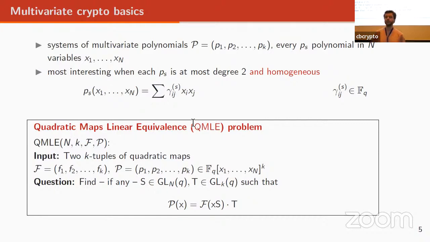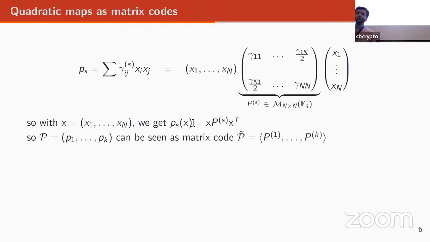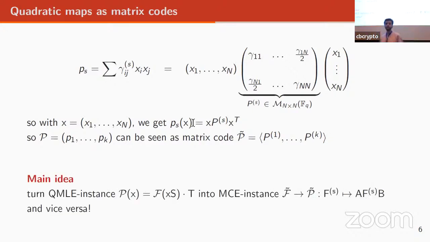Now, you might wonder, how does this relate actually to these matrix codes? And this is also not too difficult, because these quadratic maps, you can see them as a matrix multiplication. So you take the variables, x1 up to xn as a vector, on both sides of this matrix in the middle that you make from these coefficients. And then we get that evaluating one of these polynomials in x is the same as multiplying on the left and on the right by x of this matrix. And then if we have this system of these k polynomials, well, if we map every such polynomial into a matrix, then we get k matrices. And these k matrices then span a matrix code. And the main idea is actually that if you turn a QMLE instance, where we had this P and F, into an instance of matrix codes, F and P, then you can play a bit with this and reduce one problem to the other, and vice versa.